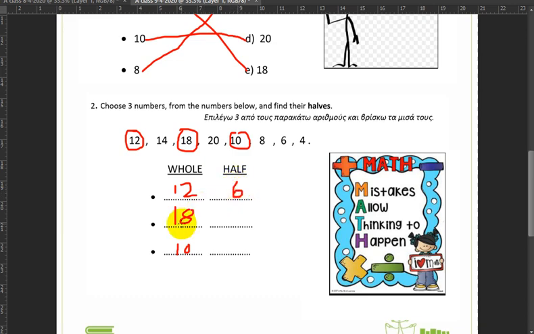Next up, 1 and 1 makes 2, 2 and 2 makes 4, 3 and 3 makes 6, 4 and 4 makes 8, 5 and 5 makes 10, 6 and 6 makes 12, 7 and 7 makes 14, 8 and 8 makes 16, 9 and 9 makes 18. So the half of 18 is 9. For 10: 1 and 1 makes 2, 2 and 2 makes 4, 3 and 3 makes 6, 4 and 4 makes 8, 5 and 5 makes 10.